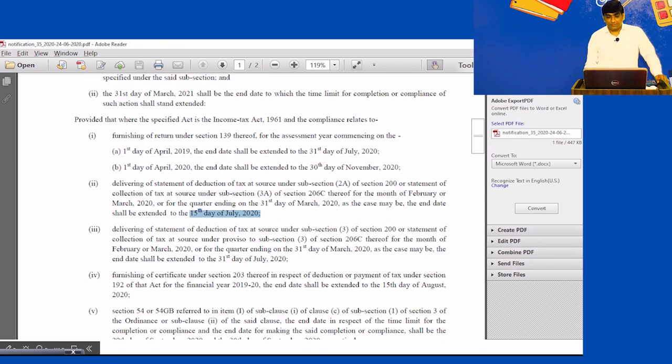Therefore, for the month of February or March, or for the quarter ending 31st day of March, as the case may be, the end date shall be extended to 15th of July 2020.